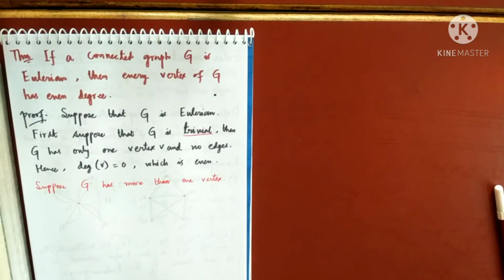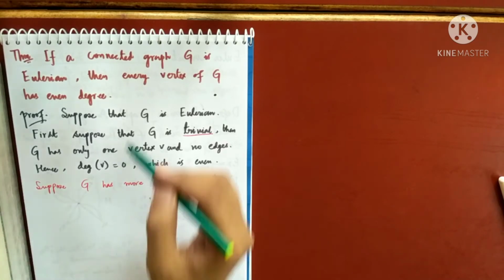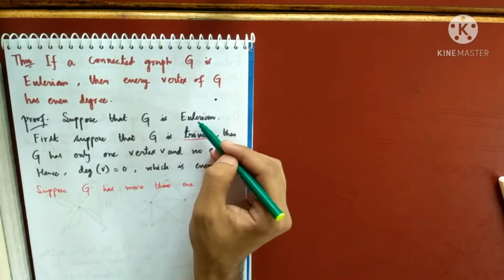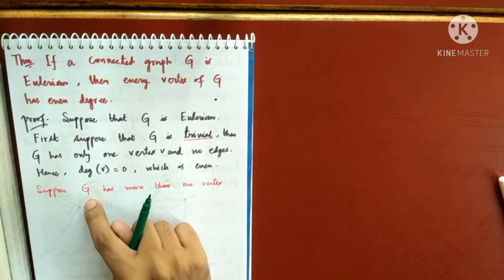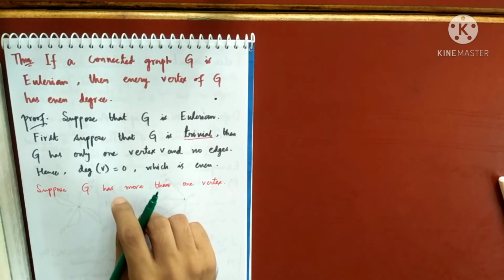Suppose G has more than one vortex. Now let's use the condition given. What is the condition given? G is Eulerian. When is G Eulerian? When you can find an Euler circuit in G. So I can also find an Euler circuit in G because G is Eulerian. So let me write it down.